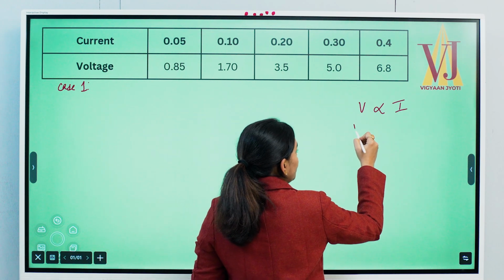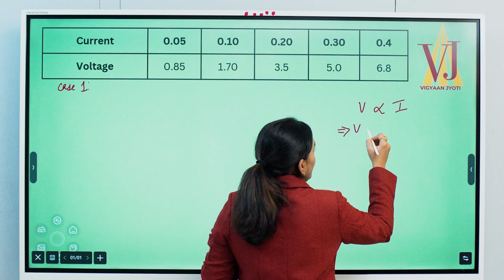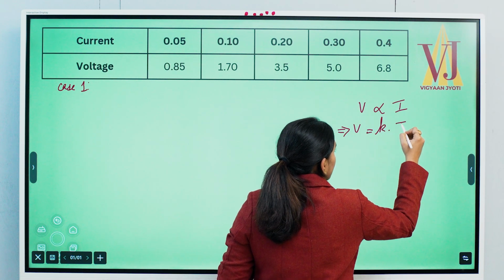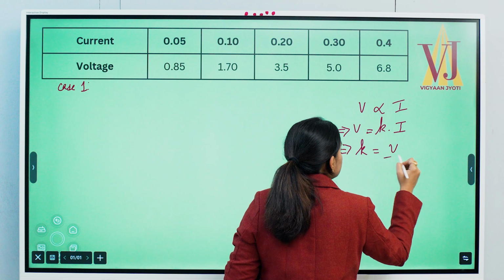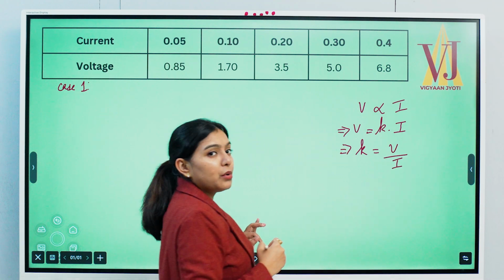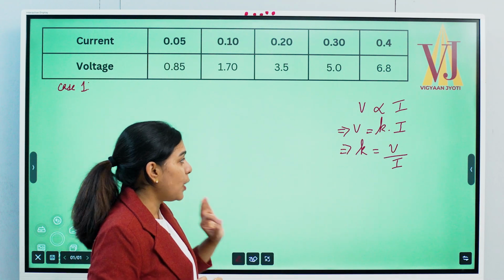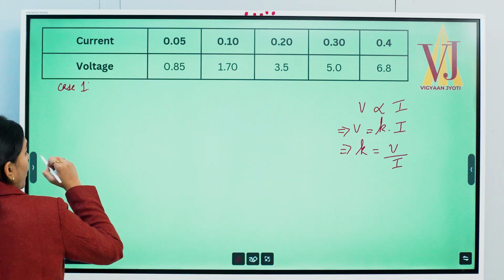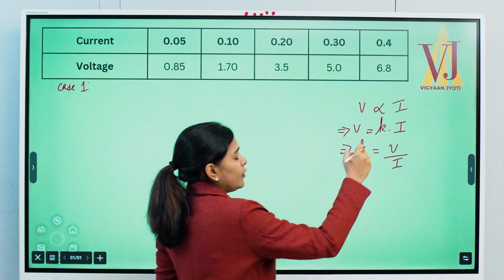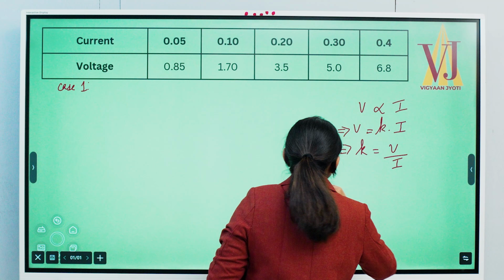Now, when we remove this proportionality sign, we get one constant. Okay. So now what he did is, he tried to find out this constant. So we will find out what this constant is. Let's see, how will you find the constant? We will find the ratio between voltage and current.